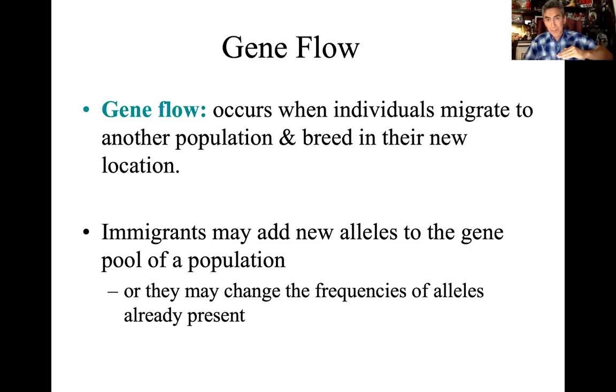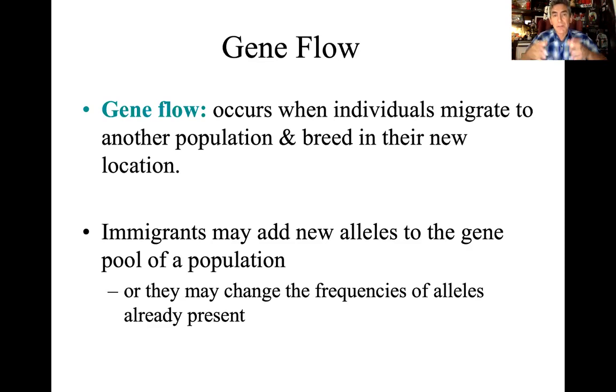Individuals moving from one population to another, distinctive in their own way. It may not be distinctive. It can be kind of similar, but it's a different population separated by some boundary, be it a political boundary, be it a geographic boundary. So individuals migrate to a new population, a different population, and then breed in that location. That is gene flow.